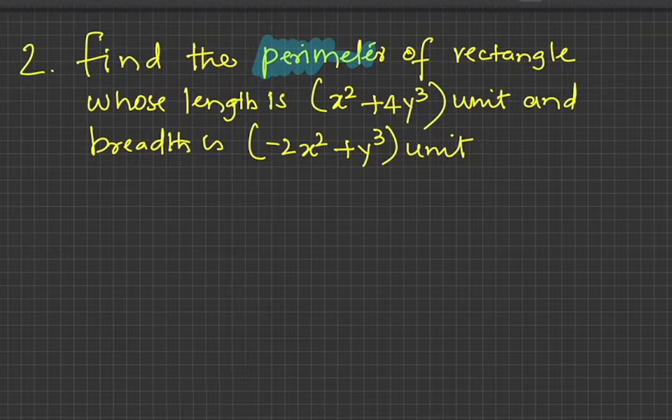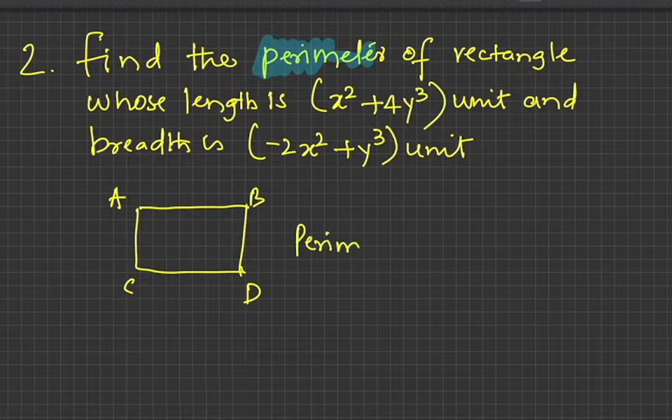Okay, let's do this. So what is the perimeter of a rectangle? This is a rectangle. Let's call it A, B, C, D. The sum of all the sides of a rectangle is a perimeter, correct? But since the rectangle is a quadrilateral where the parallel sides are equal, the formula for the perimeter of a rectangle, right, is 2 times length plus breadth.